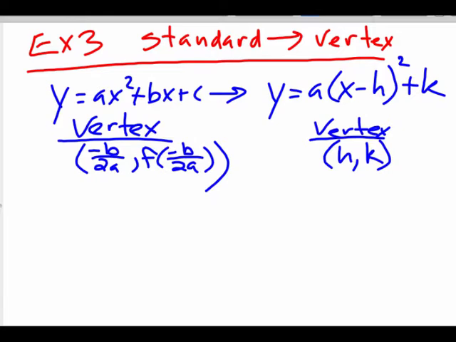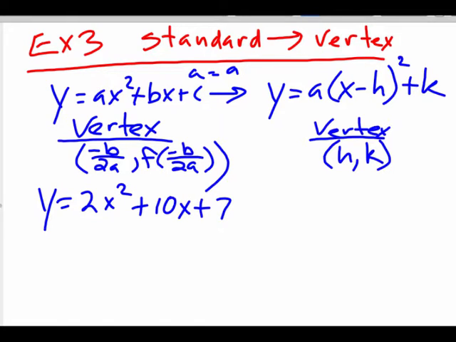Yeah. And now here's the interesting thing. A always equals a. Okay, so that helps. Right? So they're going to give us one. They're going to say y equals 2x squared plus 10x plus 7.